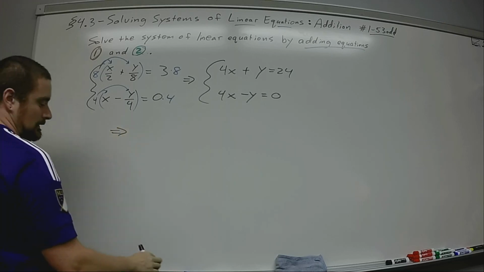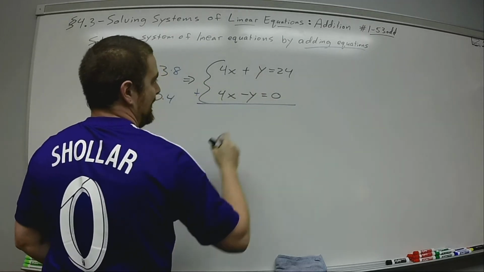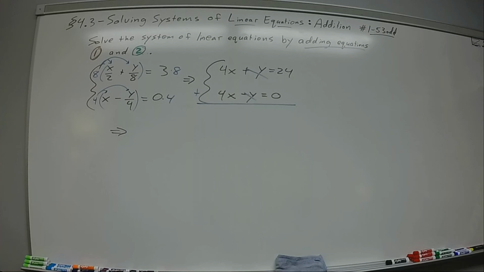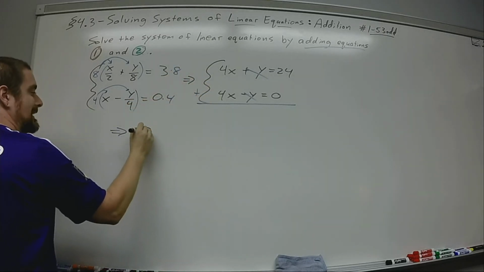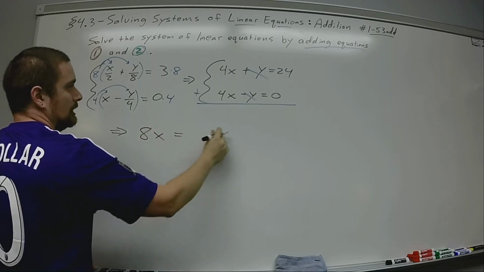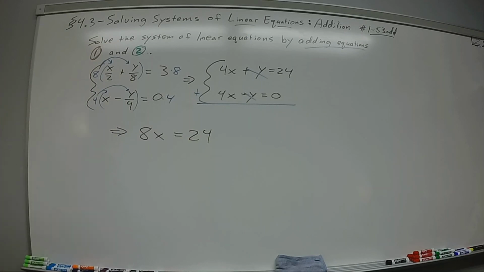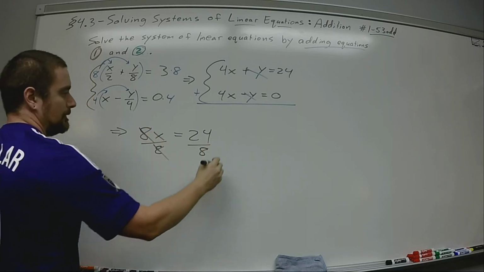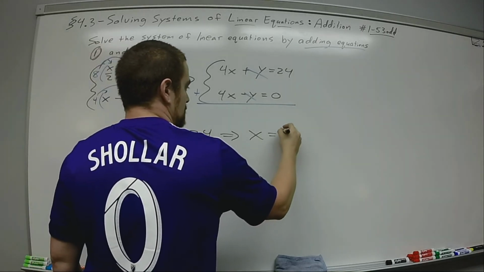We can work with it, especially now because look at the y's. When I add these two equations together, positive y, negative y, cancel, cancel. The 4x and the 4x don't cancel out. They're 8x. And on the right-hand side, 24 plus 0 is just 24. See, you got a really nice equation. You avoided the fractions very quickly to figure out that the x coordinate for our solution should be 3.